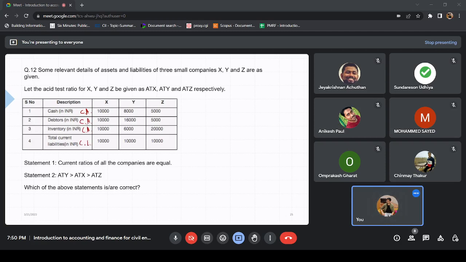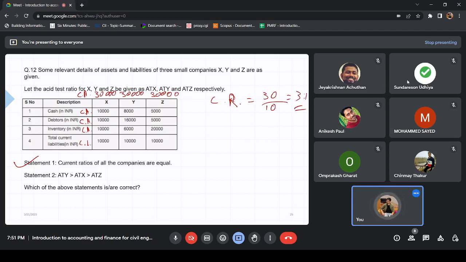So summing the current assets for each of the three of them, how much is it? This is 30,000. For this again, 8 plus 6, yeah, 14, 30,000. And this 20, yeah, 30,000. So same current asset, same current liability. So current ratio is equal for each. So current ratio, how much is it? 30 by 10, 3. 3 is to 1 or 3.